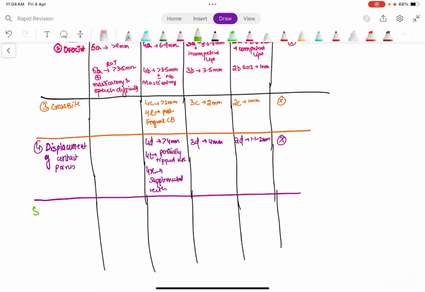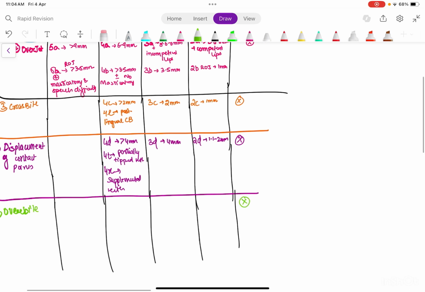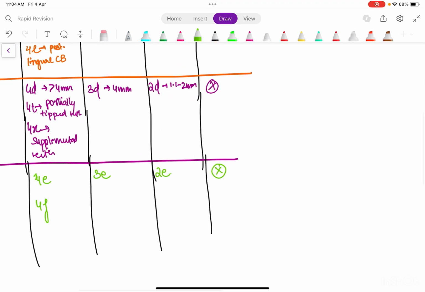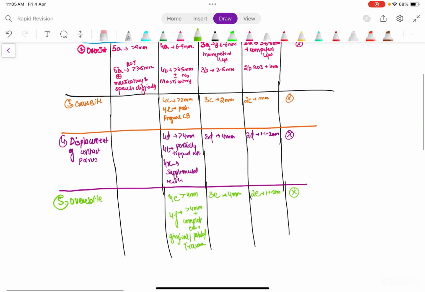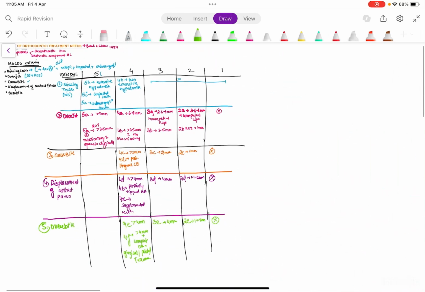So let's take a nice color. So MOCDO, the 5th was overbite. First, as usual, nothing, 2E, 3E, 4E, and 4F. 2E again same, 1.1 to 2 mm, same as the upper one, 3E is 2.1 to 4 mm. Then 4E is more than 4 mm, and 4F is more than 4 mm plus complete overbite plus gingival or palatal trauma. So this completes the IOTN dental health component.